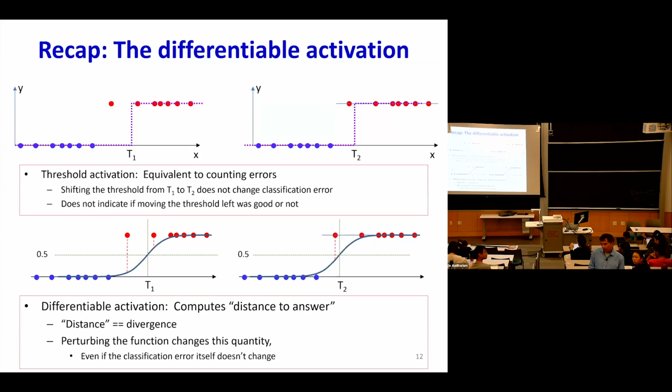We had a second requirement. What was that? The divergence must also be differentiable, correct? So this is fine. And now, once we have that, we can figure out which way to go.